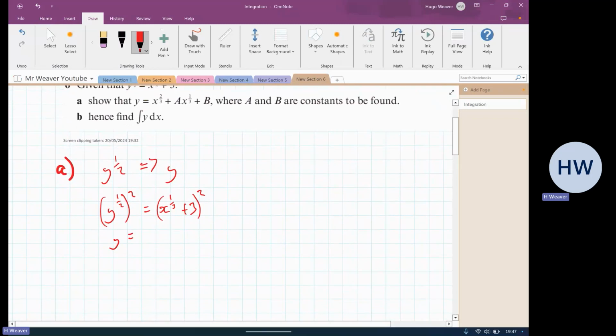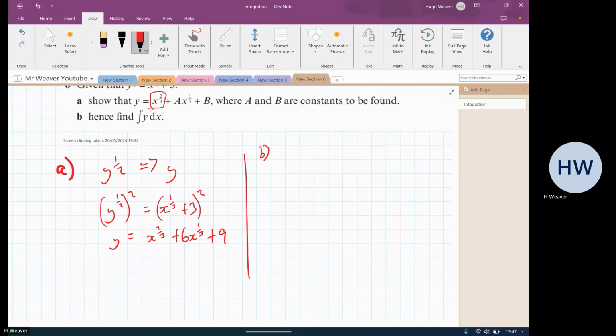And if I was to square the right-hand side, what I now get is x to the power of a third times x to the power of a third. And then because they've got the same base, you're going to add the powers. So I get x to the power of 2/3, which makes sense because that's my term up here. Perfect. Then I'm going to do x to the power of a third times 3, which is 3x to the power of a third. And then I'm going to double it. So that now gets me 6x to the power of a third. And then I'm going to do 3 squared, which gets me positive 9. Perfect. That's part A.